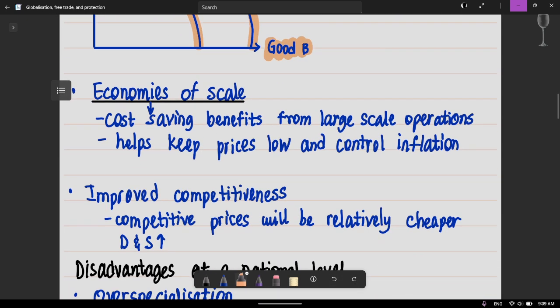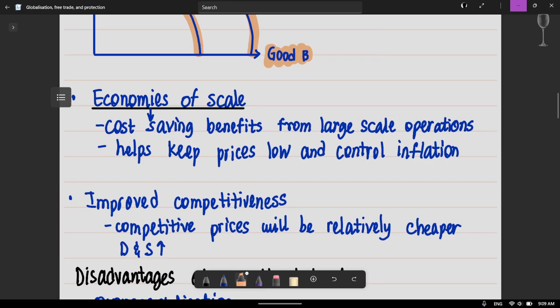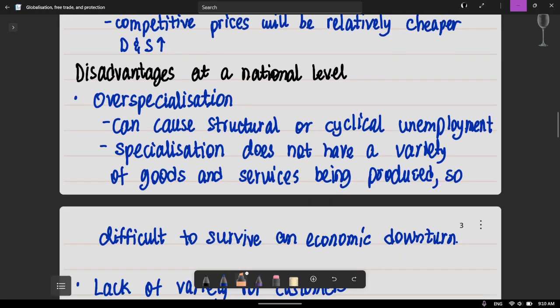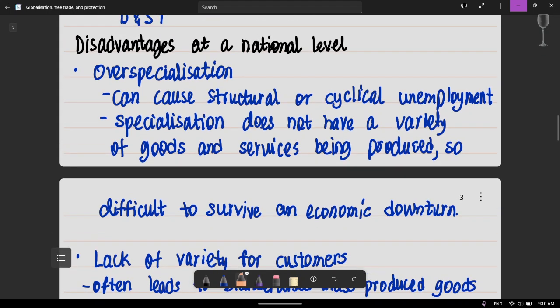Then we have economies of scale. Now, economies of scale are cost-saving benefits from large-scale operations. There's a whole chapter on this particular topic, so I'll recommend you read that as well. This helps keep prices low and control inflation in the economy. Then there's improved competitiveness. Prices will be relatively cheaper as demand and supply are higher, I think. Yeah.